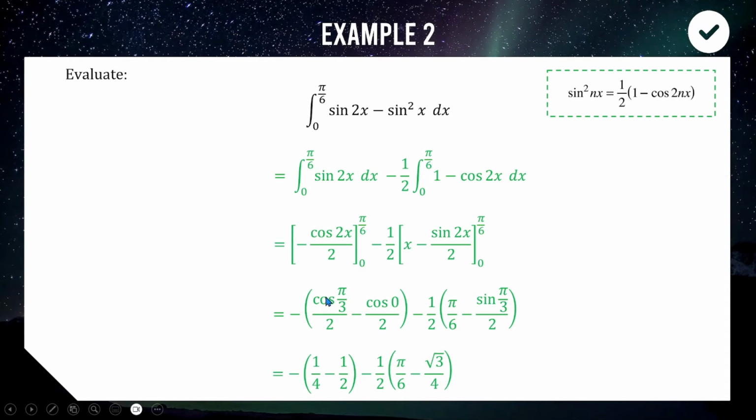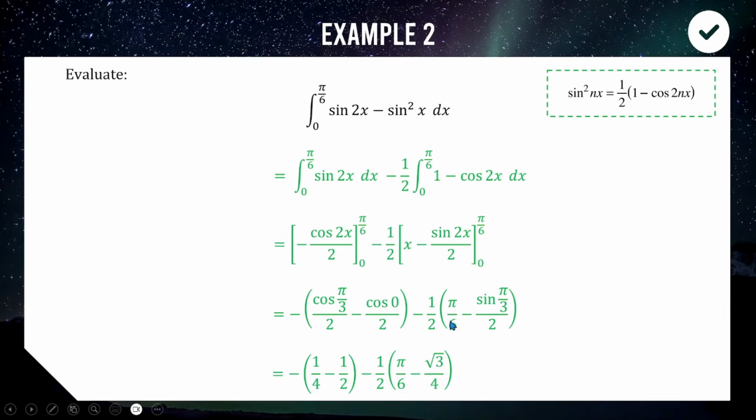So we have cos pi on 3, well that's cos 60, which is a half. So when we do a half divided by 2, it turns into a quarter. Cos 0 is equal to 1, which you can verify with your calculator or just by knowing what the graph of cos x looks like. So this turns into 1 over 2.